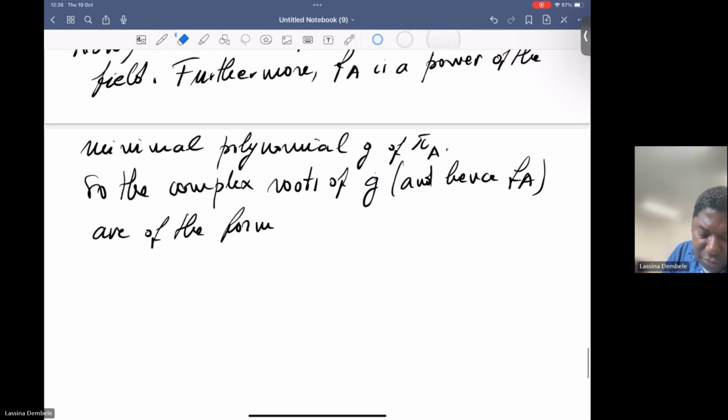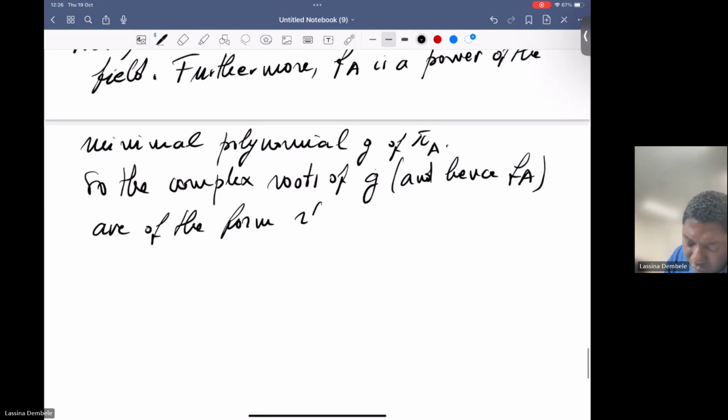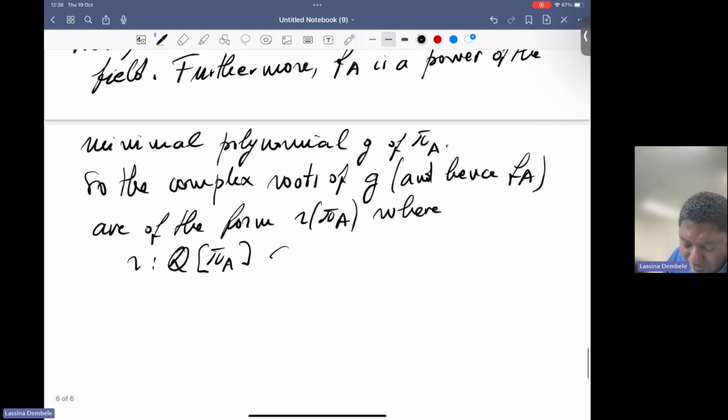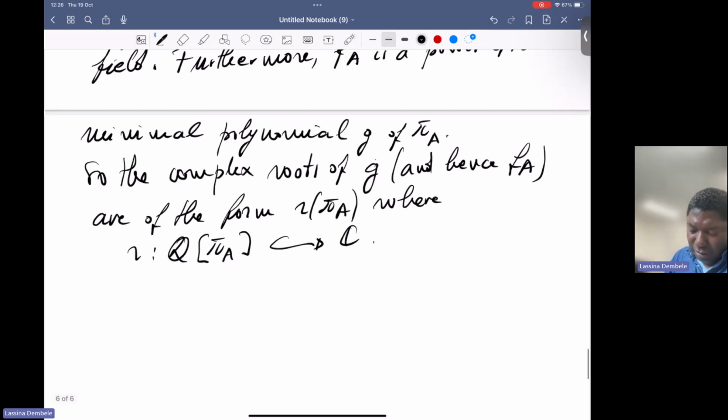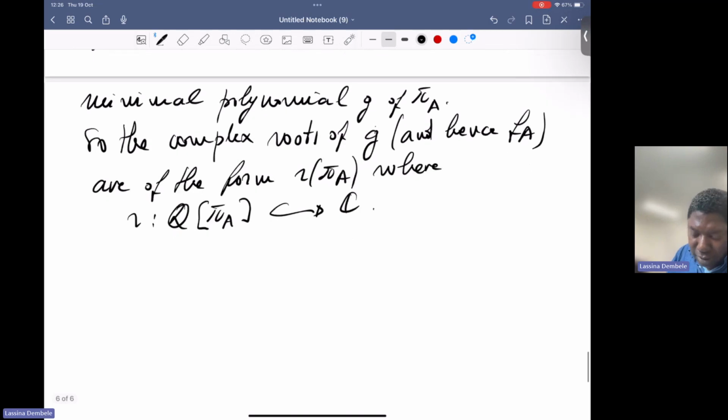iota of pi a, where iota is just an embedding of the field generated by pi a into C. And of course, that gives the first part of our statement.